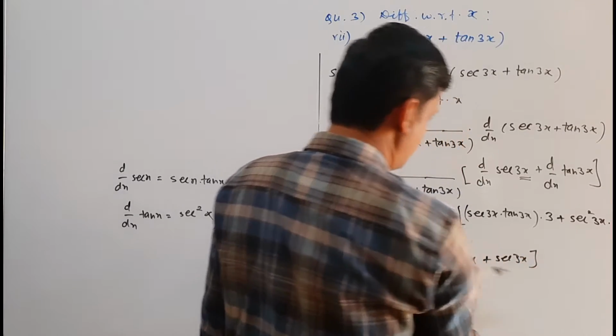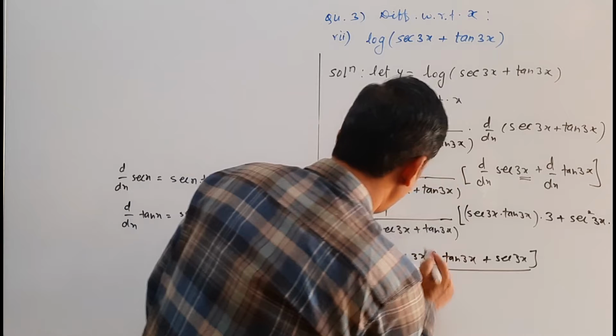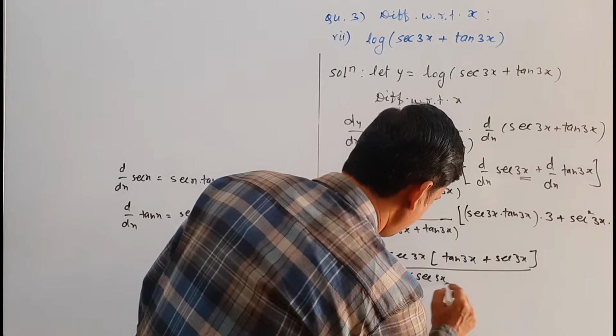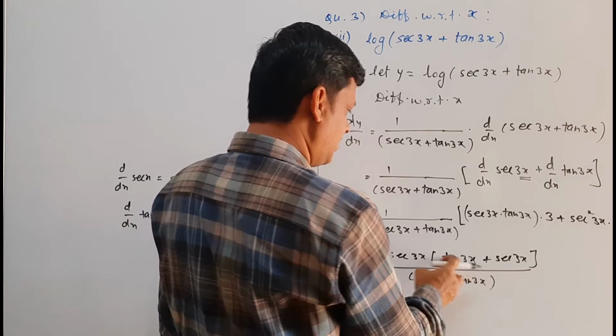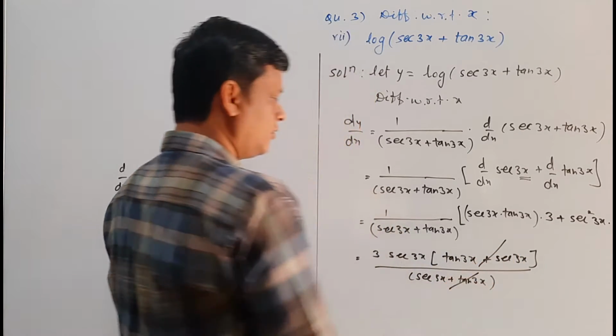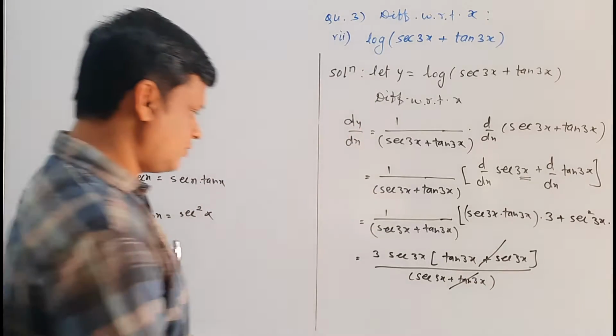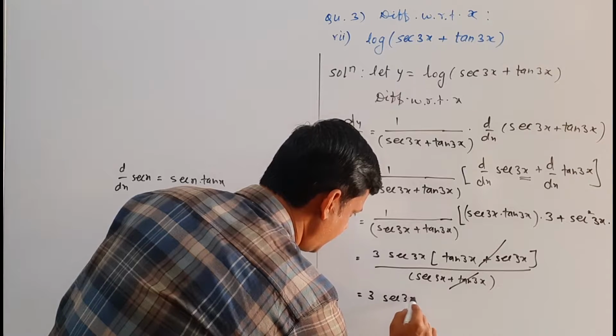So we write here in bracket tan 3x plus sec 3x upon this sec 3x plus tan 3x as it is. Now this tan 3x plus sec 3x means sec 3x plus tan 3x. So these two like terms are cancelled. So we get here derivative as 3 sec 3x.